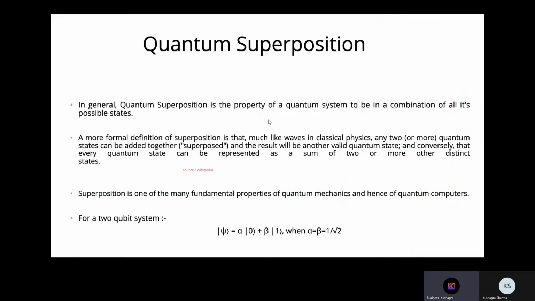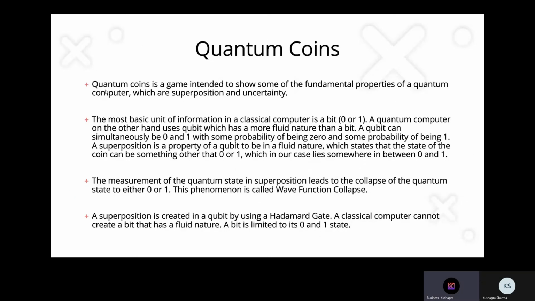So, in general, superposition is the property of a quantum system being a combination of all of its possible states. This property is exploited to construct a simple game which shows the fluid and non-binary nature of quantum computers. Talking about quantum coins, as the name suggests, it's a coin game to show some of the fundamental properties of a computer, which is superposition and certainty as well.